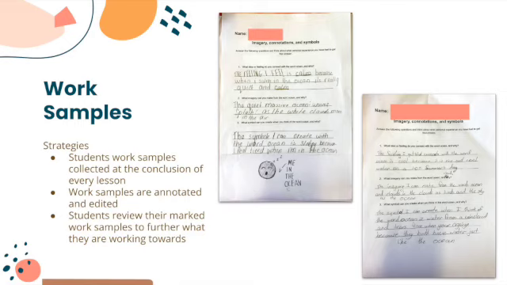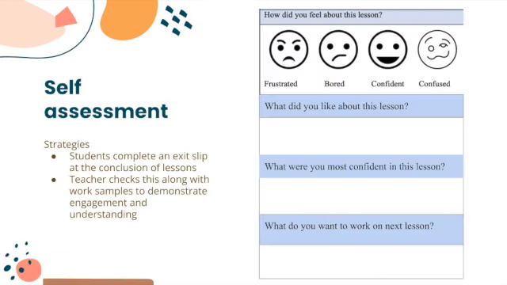Once work is marked, students will have the opportunity to look over the teacher's annotations, which leads me into my next method. Lastly, for students to undergo self-assessment at the conclusion of every teaching and learning experience, students will fill out a small exit slip that will have zones to demonstrate how they feel about the concepts taught. This is demonstrated in the slide here.